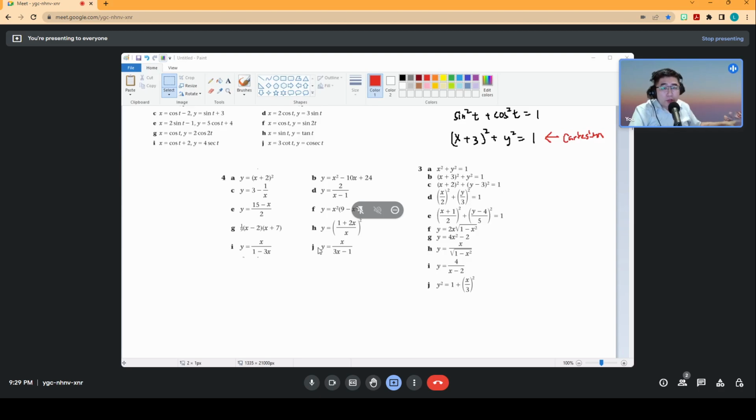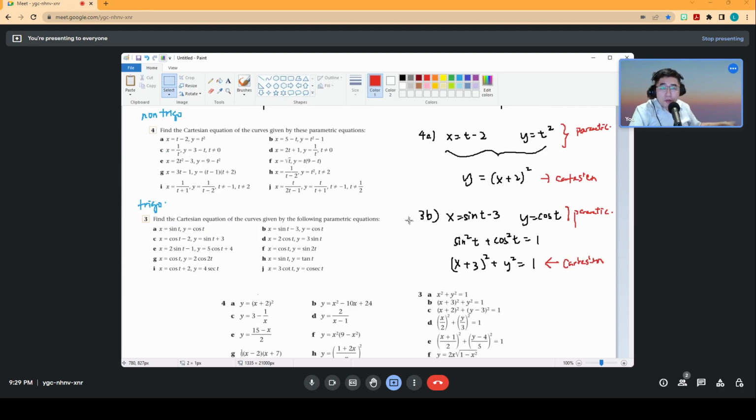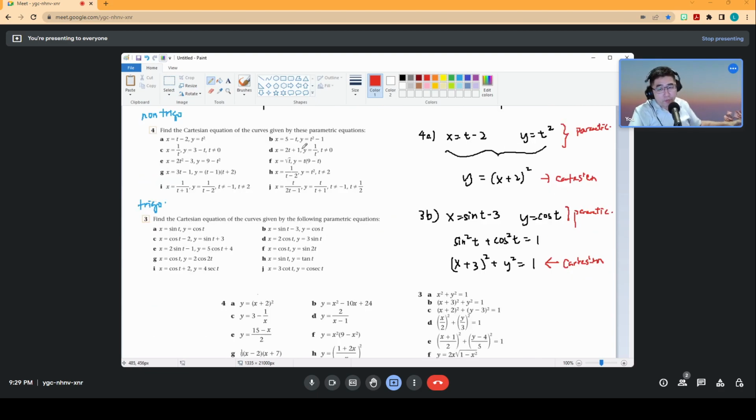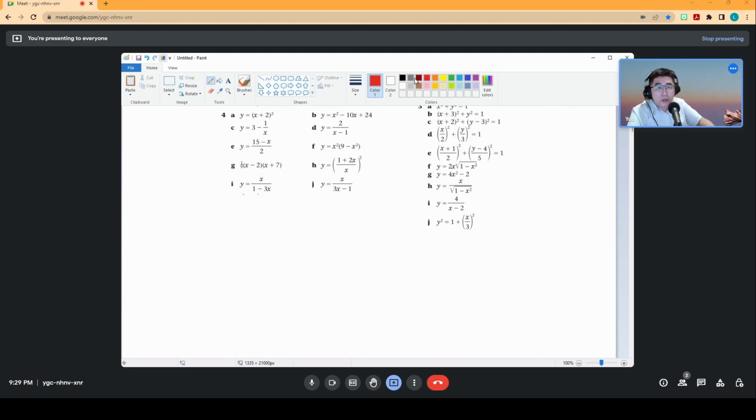Okay, so as you can see, this section is about parametric differentiation. The parametric equation is the basis of it. So how do we actually do differentiation here? Parametric differentiation means we want to write dy/dx in terms of t.